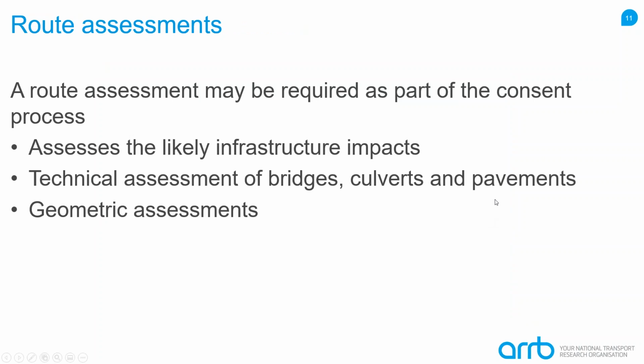So what does this all mean for granting access to roads? When determining access for new heavy vehicle types on existing infrastructure, a route assessment may be required as part of the consent process. A route assessment typically involves assessing likely infrastructure impacts, assessing bridges, culverts, pavements, and a geometric assessment of the road.